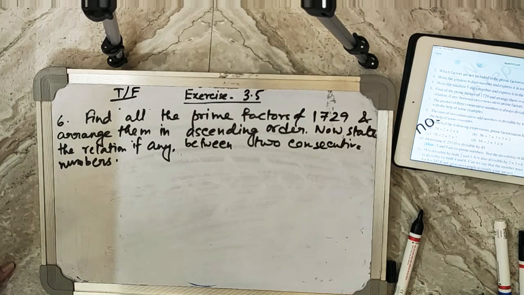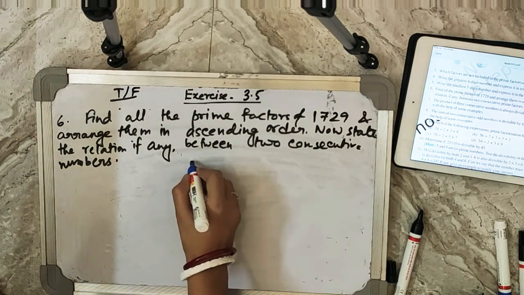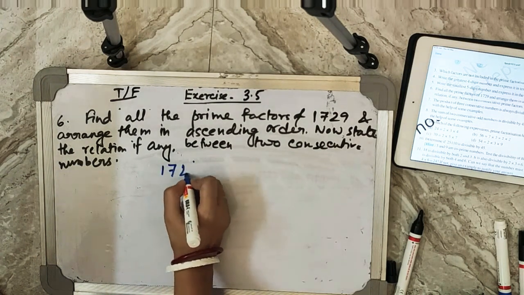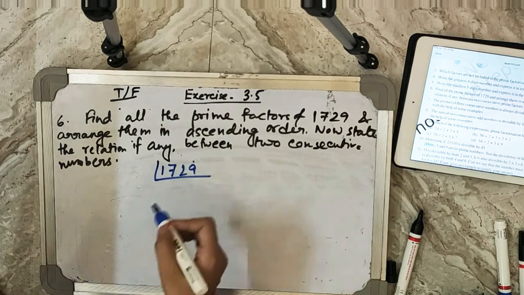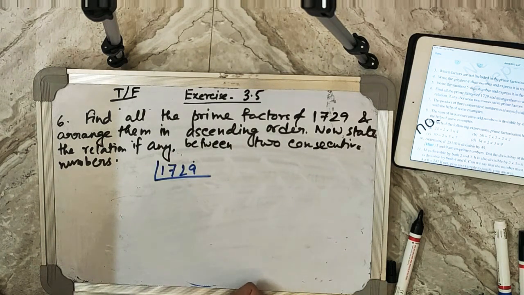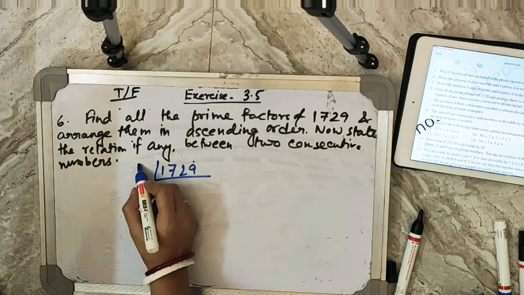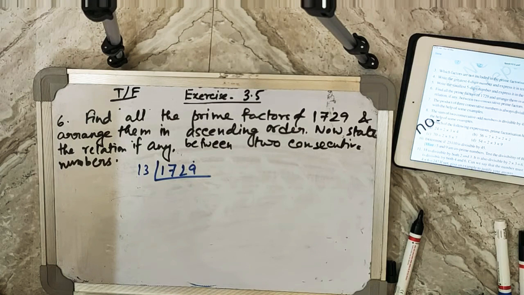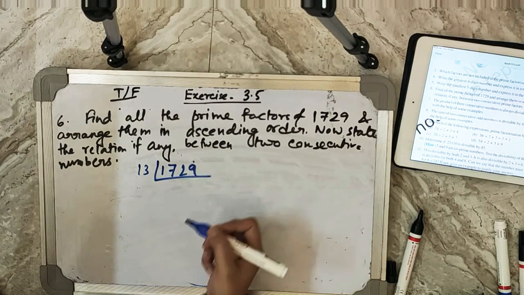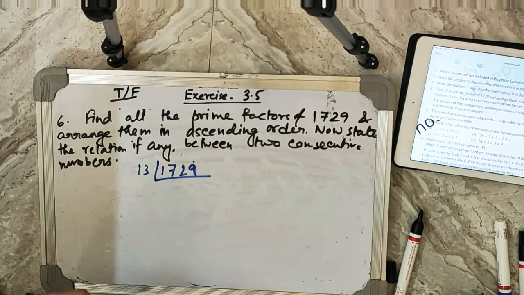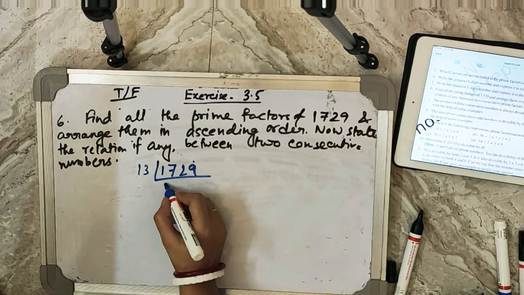In question number 6 it is given, find all the prime factors of 1729 and arrange them in the ascending order. So first we will try to find the prime factors of 1729. I am telling again and again, you have to know all the rules of divisibility whatever I have showed in my last video. Okay, so we will divide this number by 13. Similarly, using divisibility rule, we have found that this number will be divisible by 13.